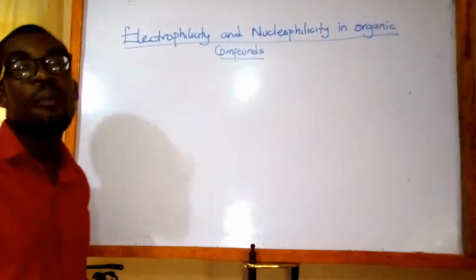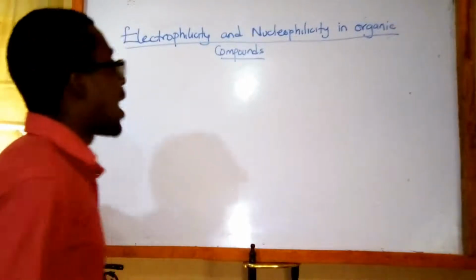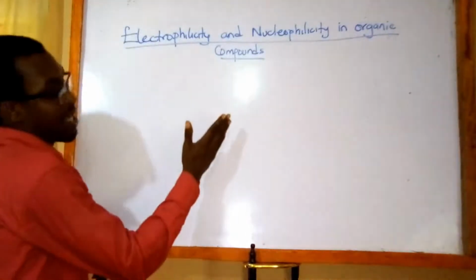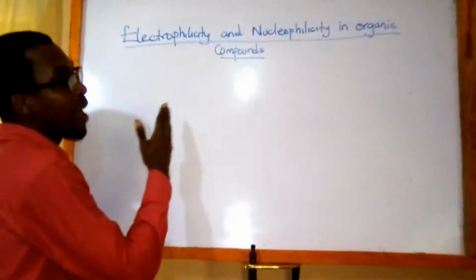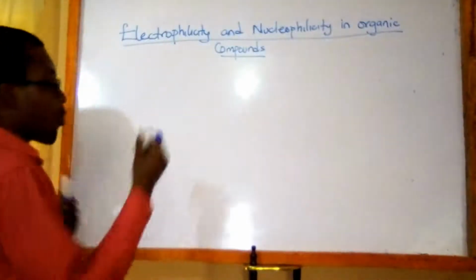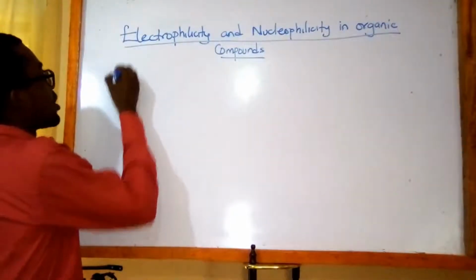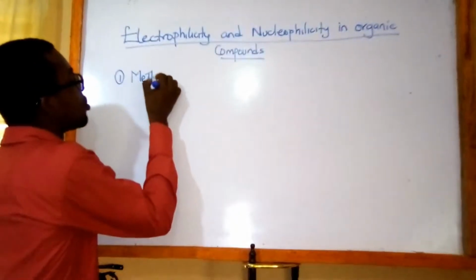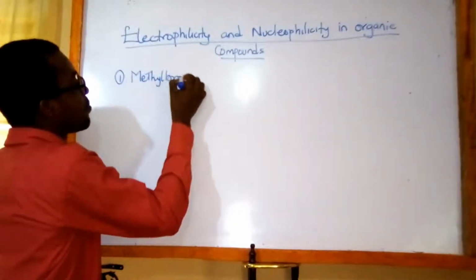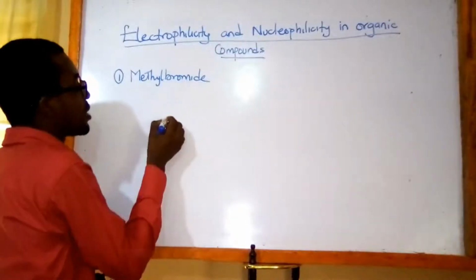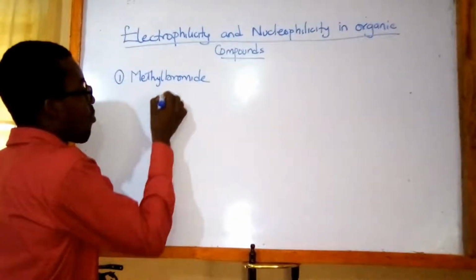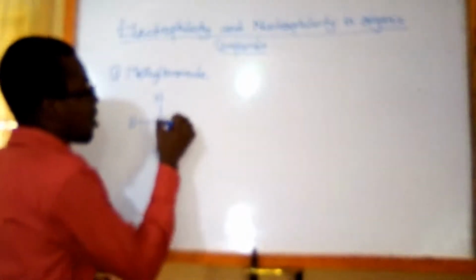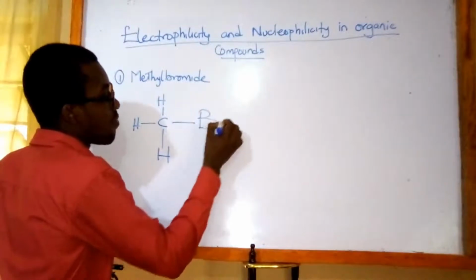Most organic compounds are actually polar, and it therefore makes most organic compounds have a part that is nucleophilic, while the other part is electrophilic. For instance, let's use the first example, which is methyl bromide. Now, methyl bromide is actually this, methyl bonded to bromine.